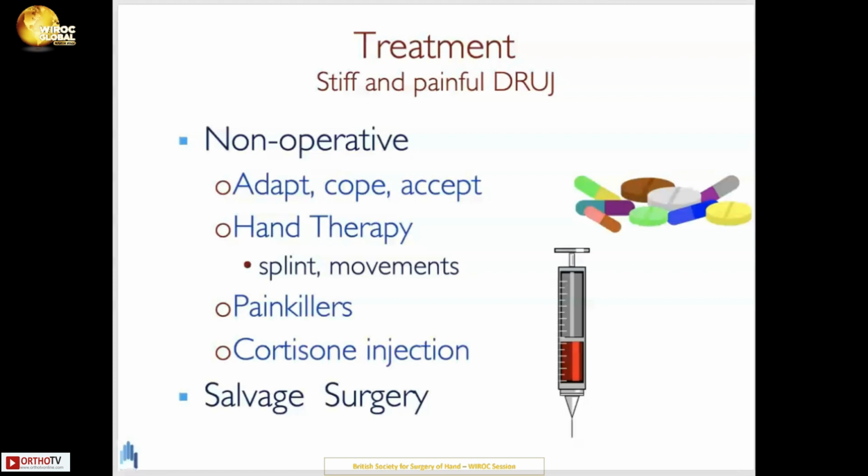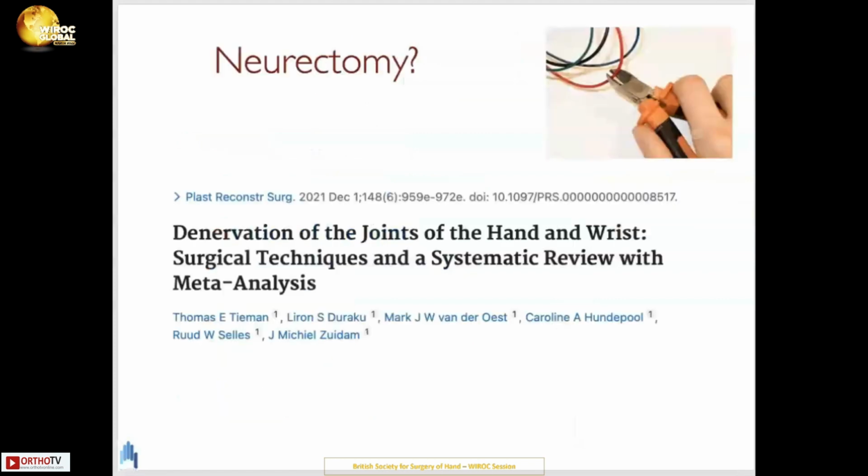Does hand therapy help? Well, I don't know. Splinting, if you splint the rotating joint, you lose that rotating function of your forearm. Painkillers, of course, can help. Steroids can be very useful, at least for a while. But if this doesn't work, that leaves us with salvage surgery. And salvage means what it means. It's a destructive thing. So before we go there, let's just think about neurectomy.